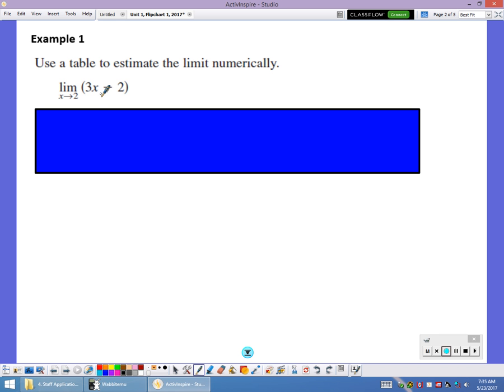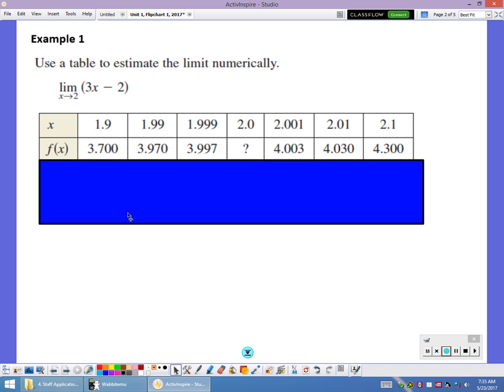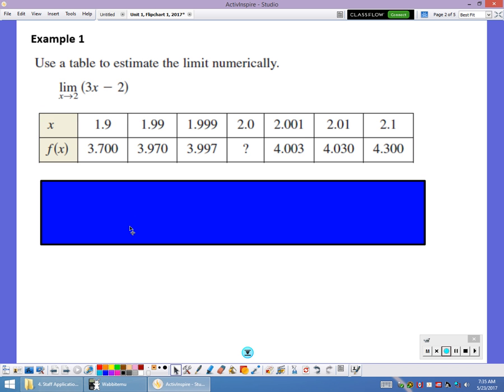If I use my table of values, what I can see is that as x gets closer and closer to 2 from the bottom and from the top, what we call a sided limit, this would be the left-sided limit, this would be the right-sided limit, then the y value converges to 4. And so the answer would be 4 right there.